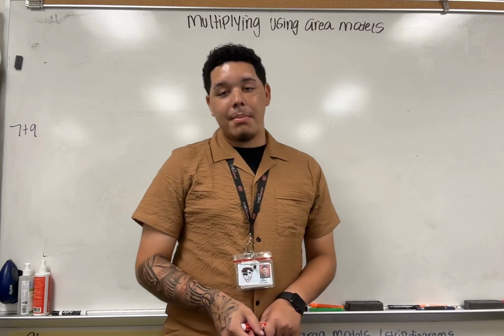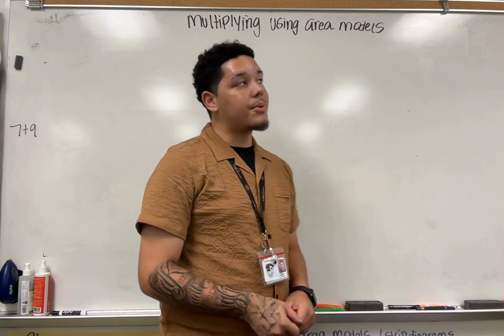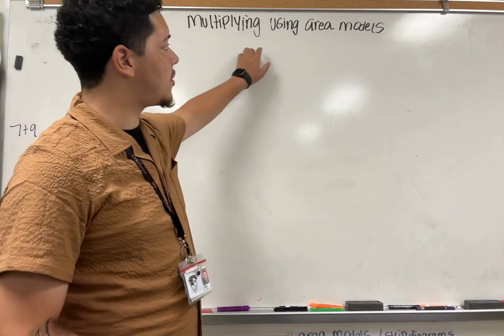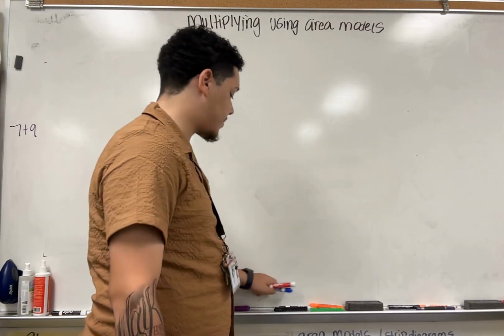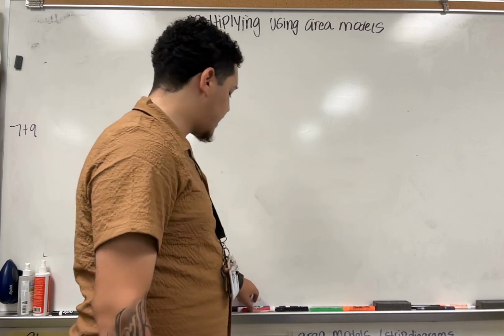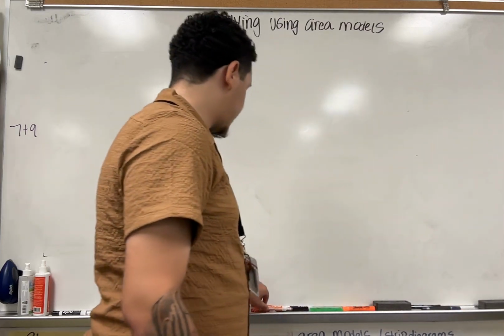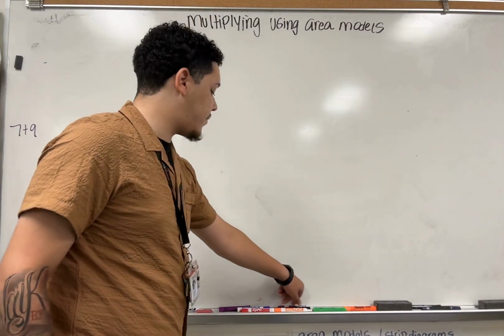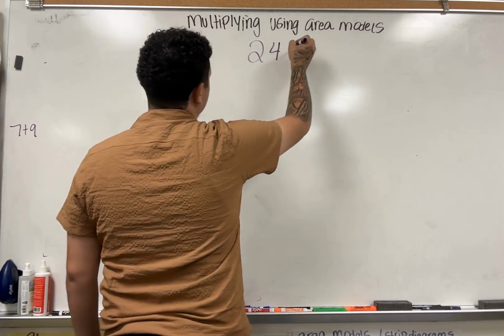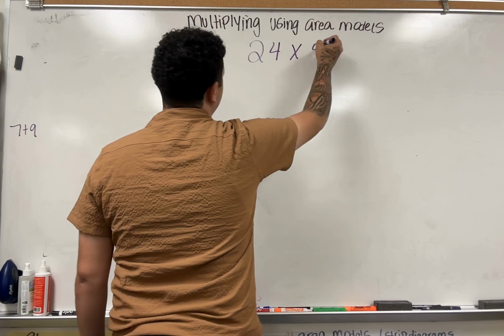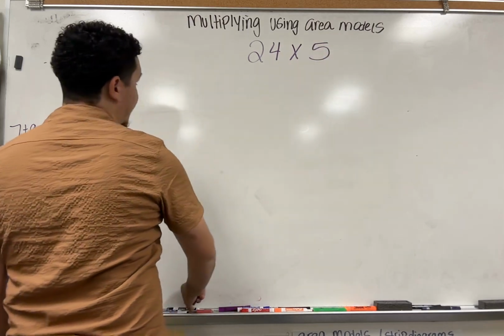We're going to be using area models and standard algorithm to do that. So up here I have my title, which is multiplying using an area model, but I'm going to show you two different ways that I'm going to go ahead and solve this problem. All right, so if I take a look here, I'm going to give you a problem. Let's say we have 24 times 5.